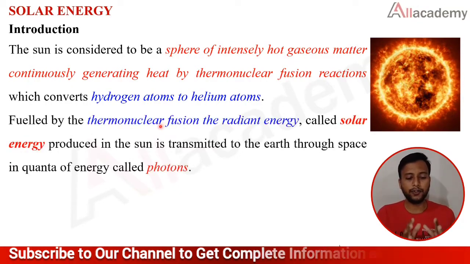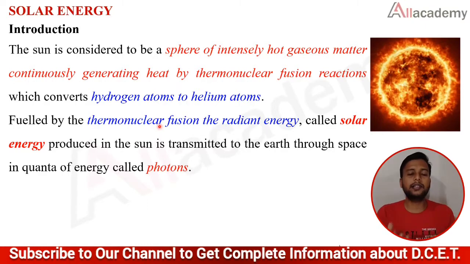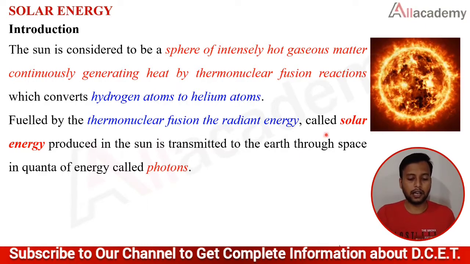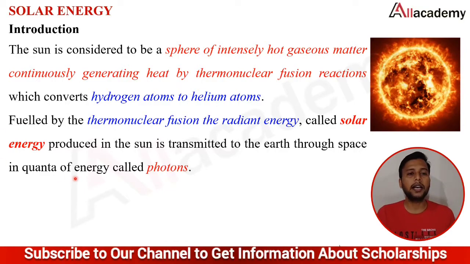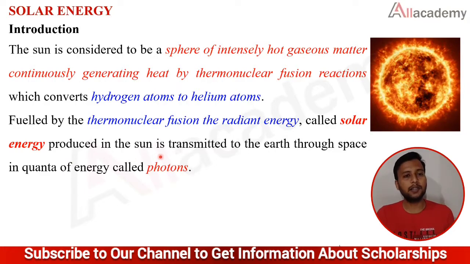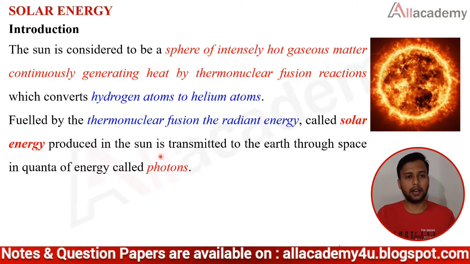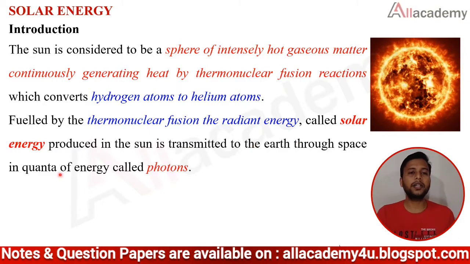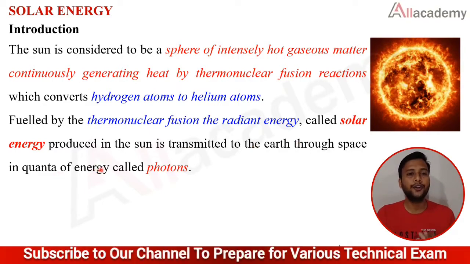Now this thermonuclear radiant energy, whatever energy is emitted, whatever energy comes out during this reaction, we call it solar energy. Solar energy produced in the sun is transmitted to the earth's surface in quanta of energy called photons.